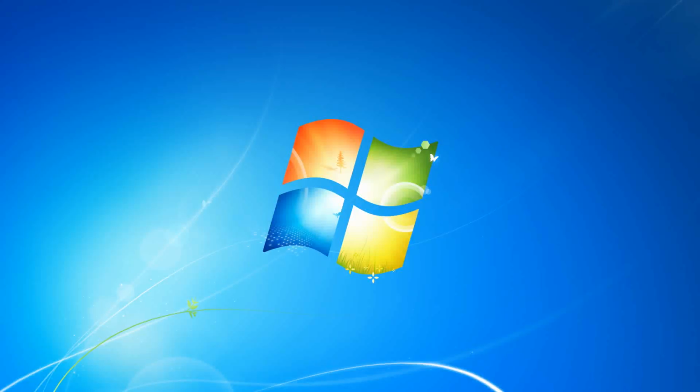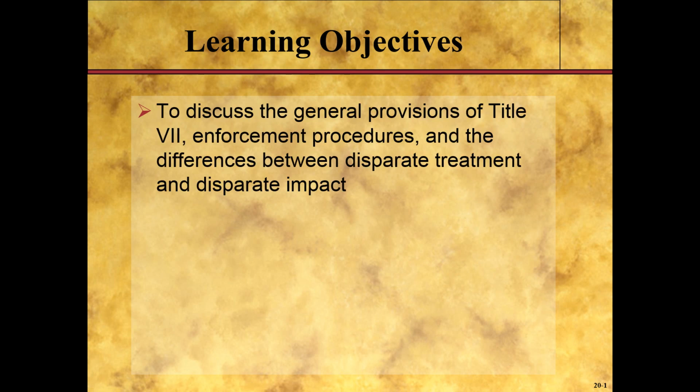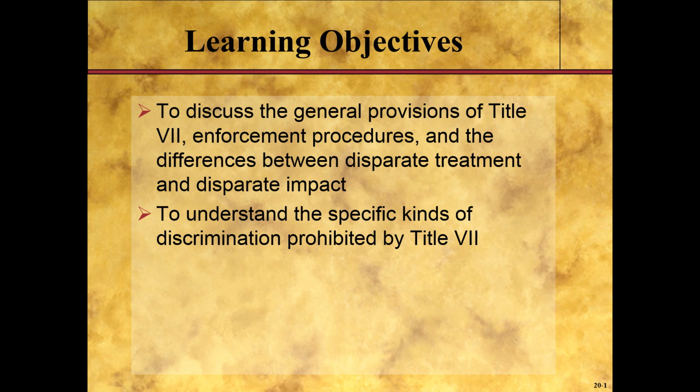Good afternoon. I'd like to talk to you a bit about employment discrimination. One of the most comprehensive laws dealing with employment discrimination is Title VII of the Civil Rights Act of 1964. And so we will spend a bit of time on that, discussing the general provisions, enforcement procedures, and the differences between disparate treatment and disparate impact.